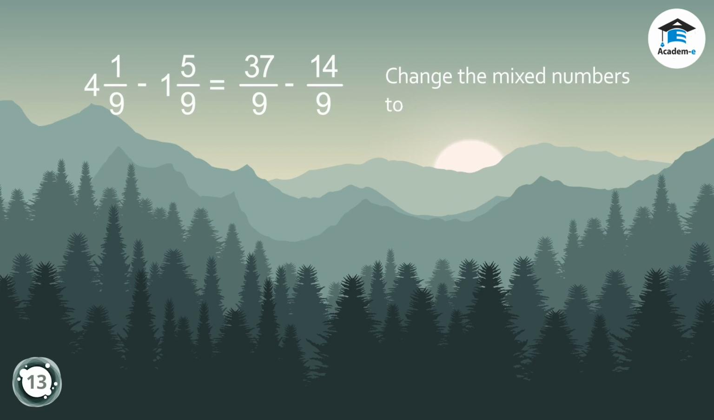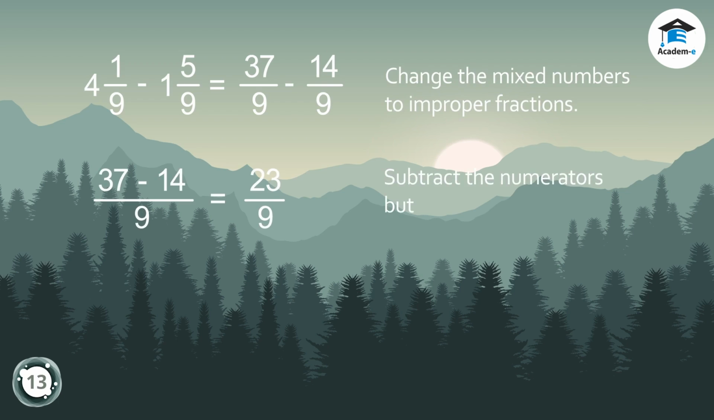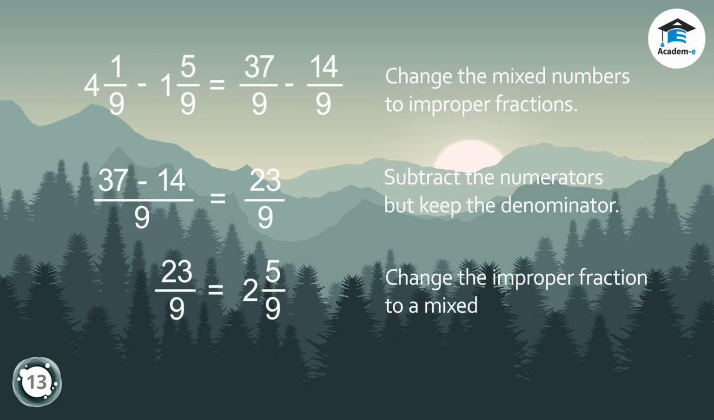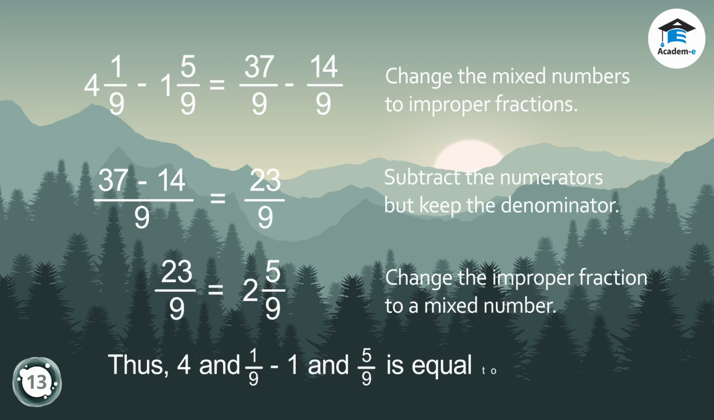Change the mixed numbers to improper fractions. Subtract the numerators but keep the denominator. Change the improper fraction to a mixed number. Thus, 4 and 1/9 minus 1 and 5/9 is equal to 2 and 5/9.